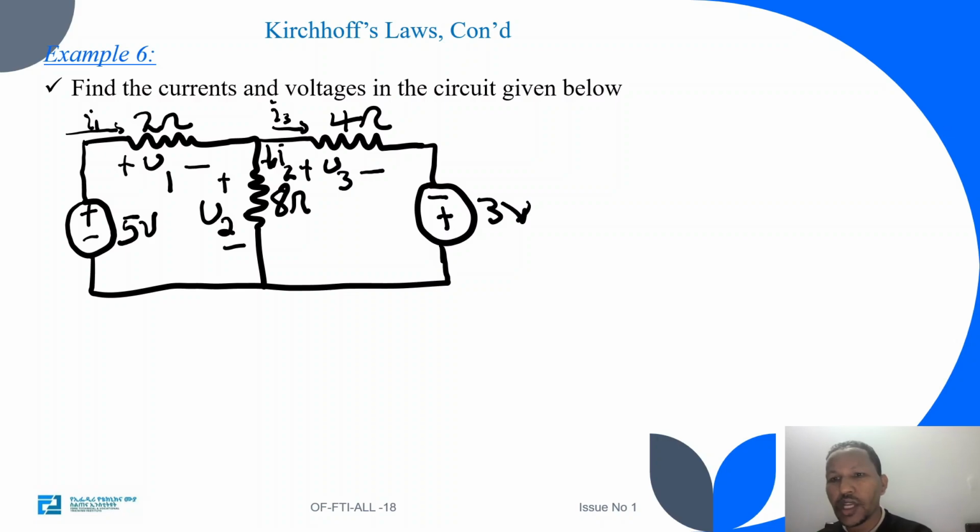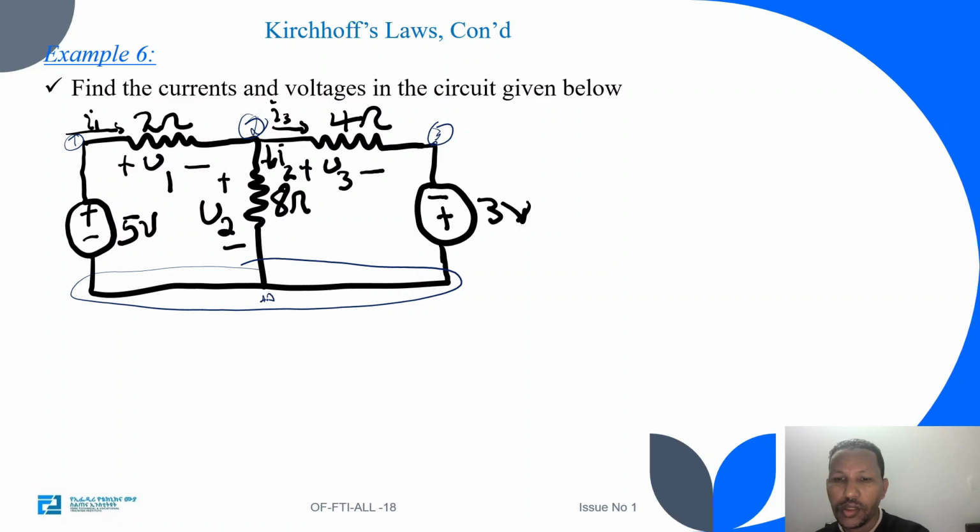The circuit has a number of nodes. This is a node, this is another node, this is another node, and this is also another node. So the circuit has a total of 4 nodes. Node 4 and 2 are the principal nodes, whereas node 1 and 3 are simple nodes, because they are connecting only two elements.